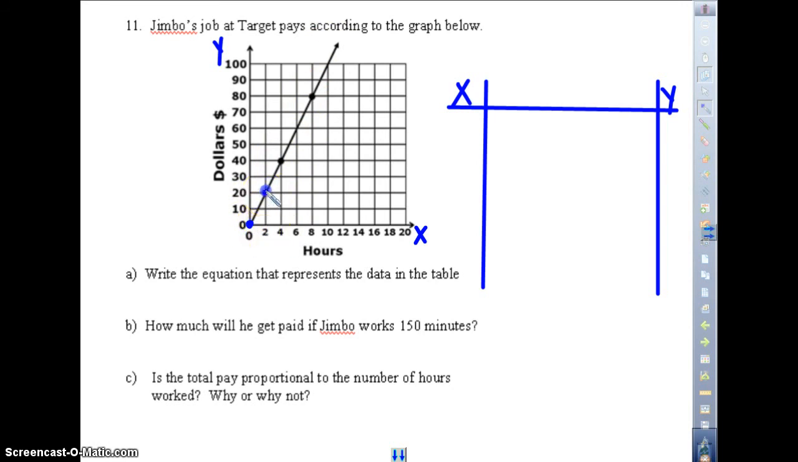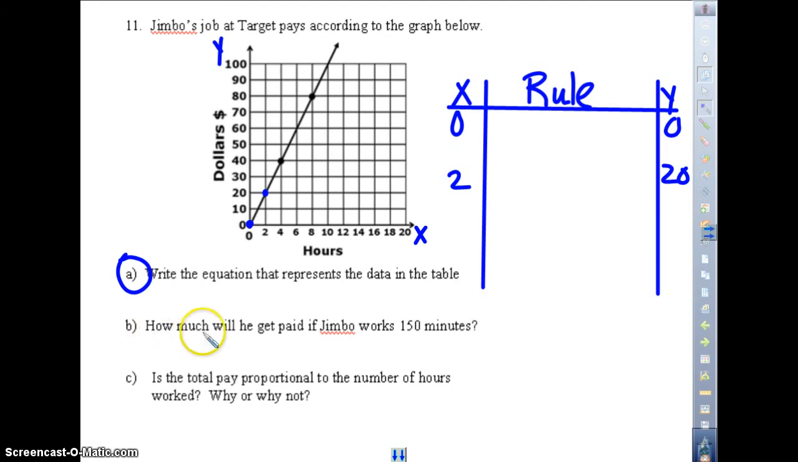Like at 2, you get 20. At 4, you get 40. At 6, you get 60. At 8, you get 80. Build your table. Write your equation, your process, your rule right here. That's going to give you A. Pick your points off it, like 0, 0. This is 2, 20. Okay, keep going.